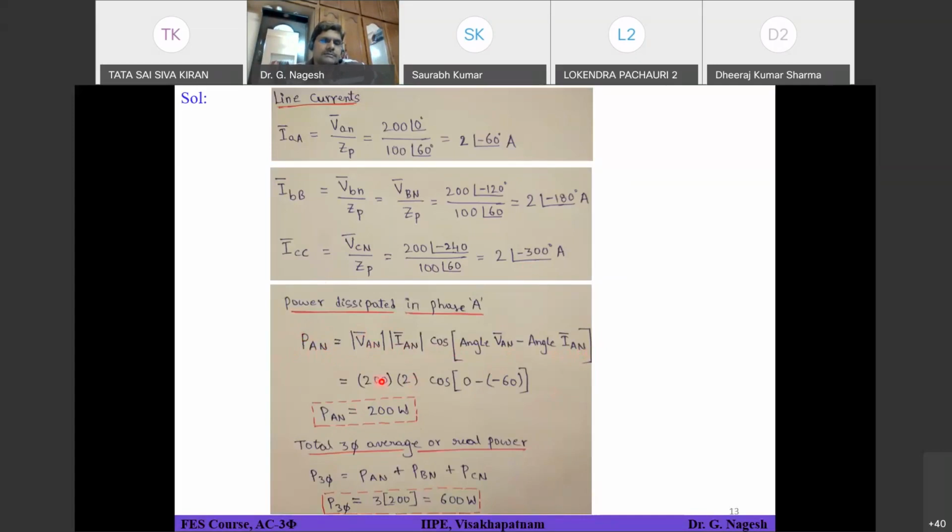So 200 is the RMS value for voltage and 2 is the RMS value for current. Cos of 0 minus of minus 60, because you have minus 60 here. So per phase power is 200 watts, and 3-phase power will be, since it's a balanced system, I have already told, for a balanced system the power consumed by each phase is going to remain same. All 3 phases will consume same value of power. So that's why you can simply multiply with 3 to get the total 3-phase power.